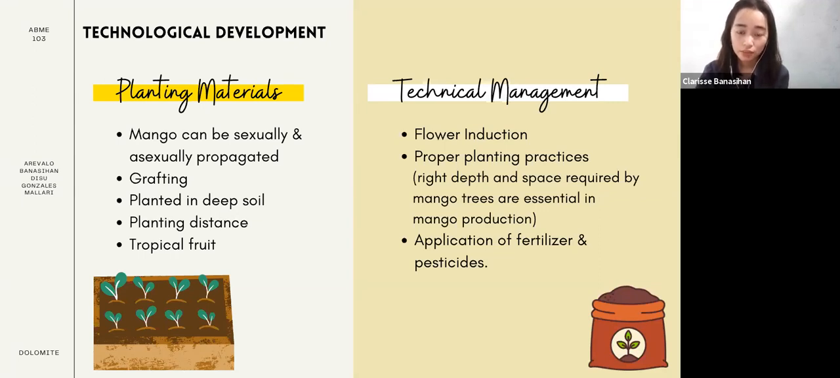However, this tree can only thrive in tropical areas, and it is not able to tolerate areas with cold temperatures. Flower induction helps the mango trees to flower and bear fruits throughout the year. Proper planting practices such as following the right depth and space required by mango trees are essential in mango production. Application of fertilizer and adequate amount of water enhances the quality of mango fruits, and it also increases its yield.